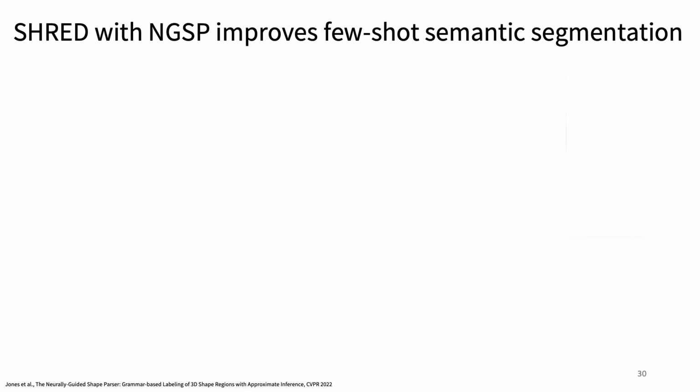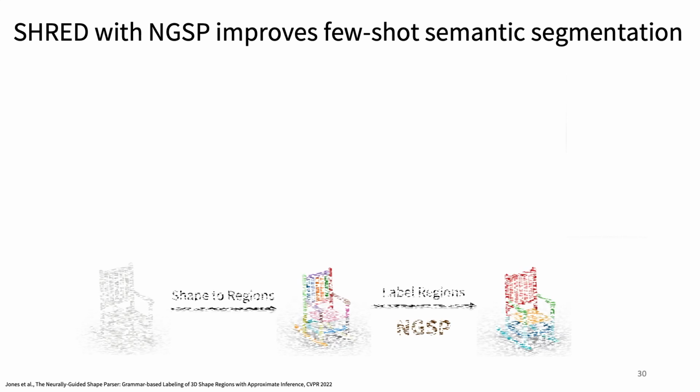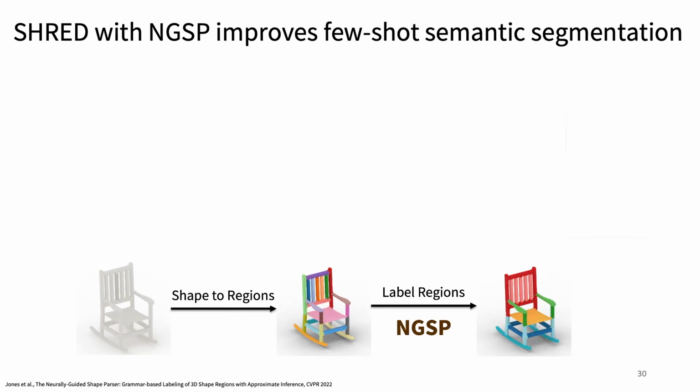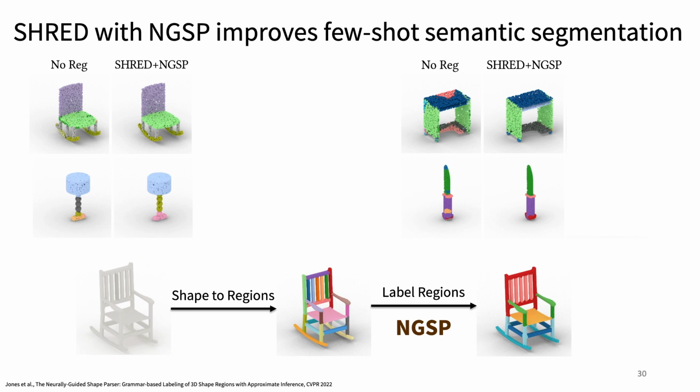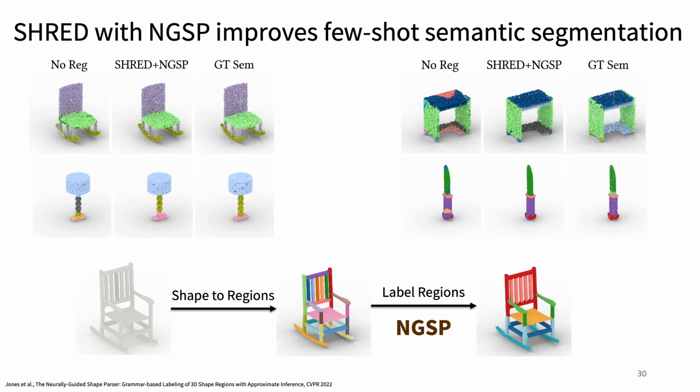Additionally, we examine how Shred can be used to improve fine-grained semantic segmentation performance when access to labeled data is limited. We combine Shred with a recent approach, NGSP, that learned how to semantically label part regions. We compare predictions made by Shred with NGSP against a baseline version that does not label shape regions, and find that Shred's region decompositions better match ground truth annotations, as they regularize the predicted semantic segmentations.